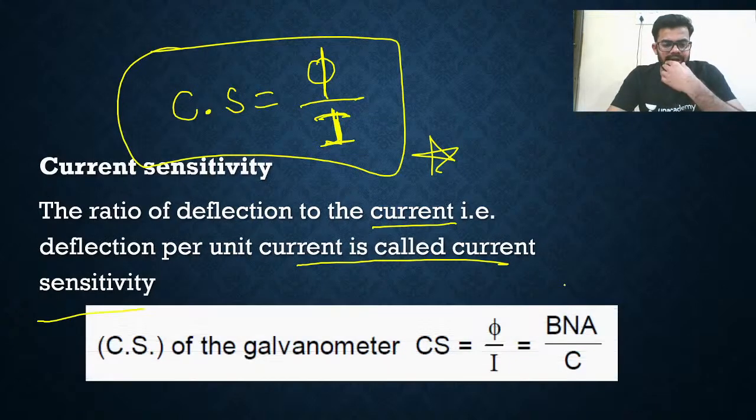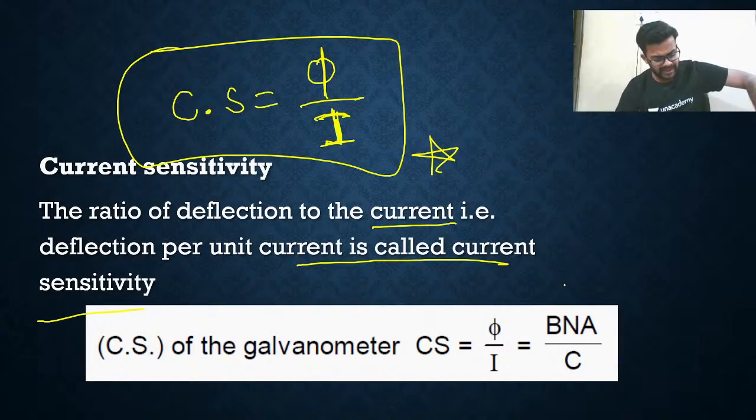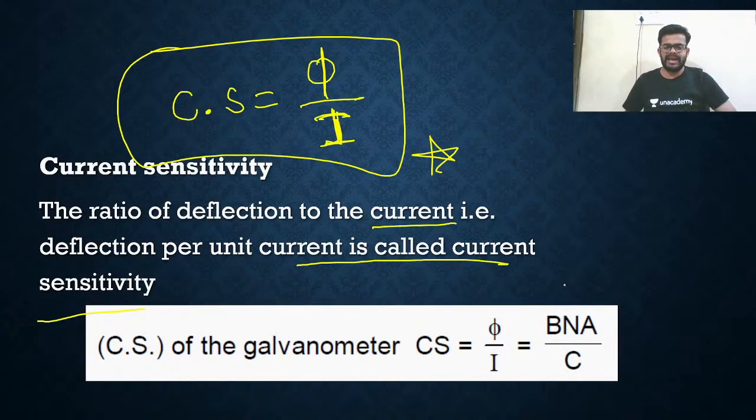So let us talk about this current sensitivity. We have written its formula, right? Current sensitivity is phi upon I. We have just started, nothing is left. Even if you don't know these things, it's okay. The galvanometer is just a device which gives you the information about the direction of current and the magnitude, right?